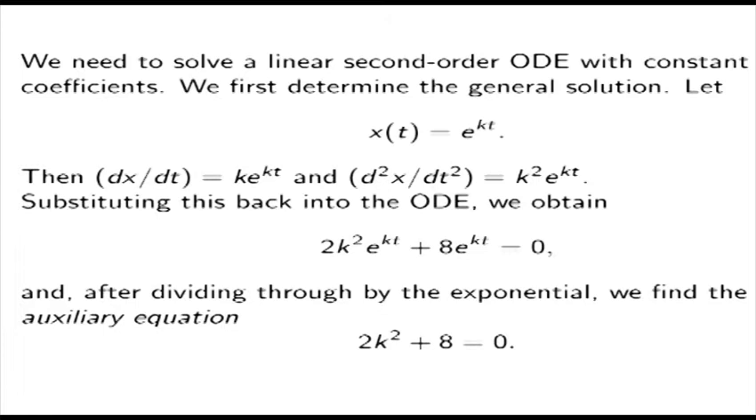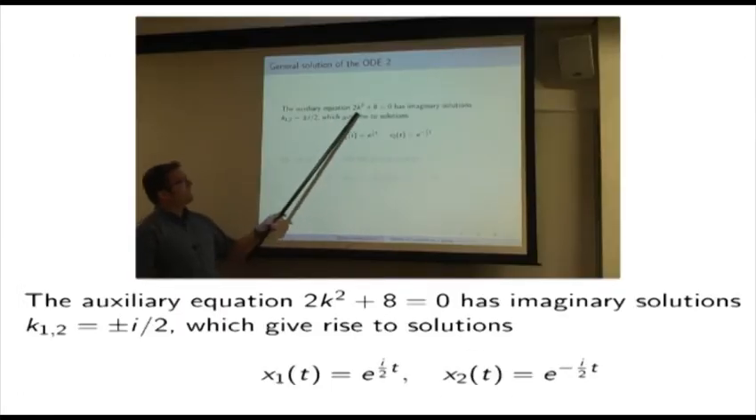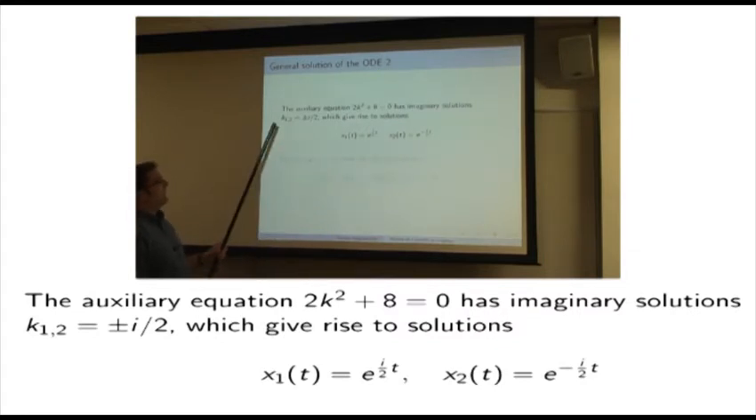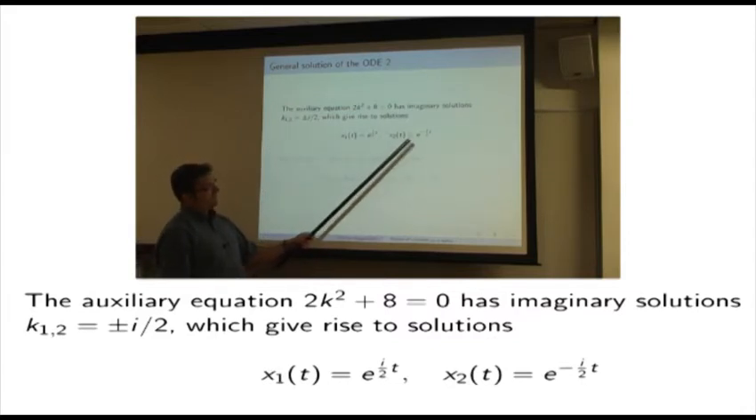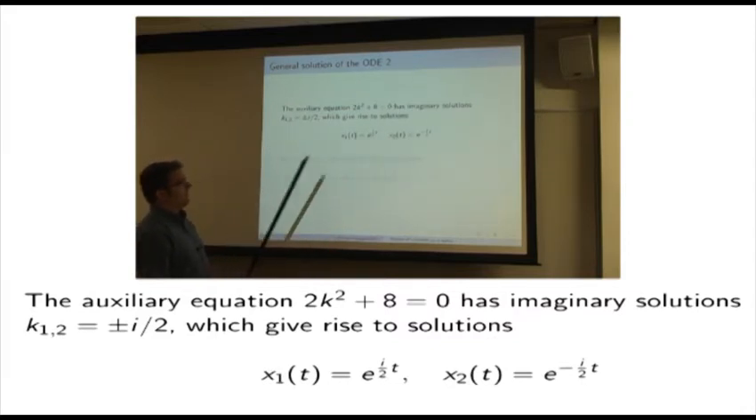Let's see how this works for the example. There's the equation again. Bring the 8 over to the other side, divide through by 2. So you see that k squared is -1/4, which means this quadratic equation has imaginary solutions. k1,2 is plus minus i over 2. Now I use these 2 values of k, and they give me 2 solutions, x1 of t, e to the i over 2 times t, and x2 of t, e to the minus i over 2 times t.